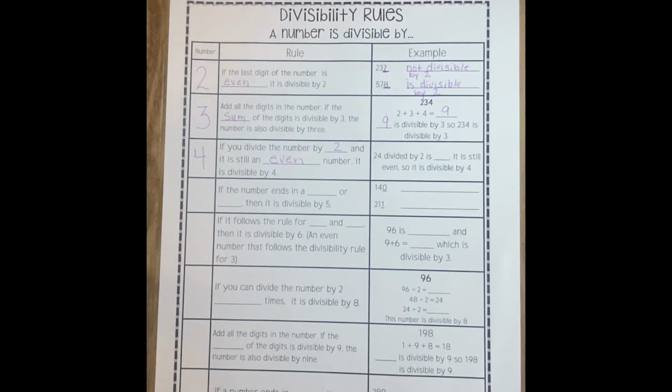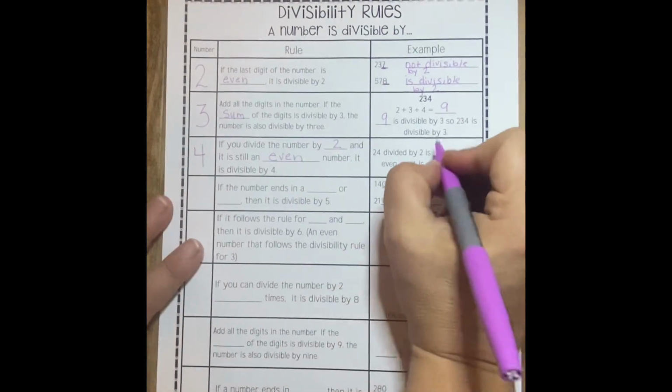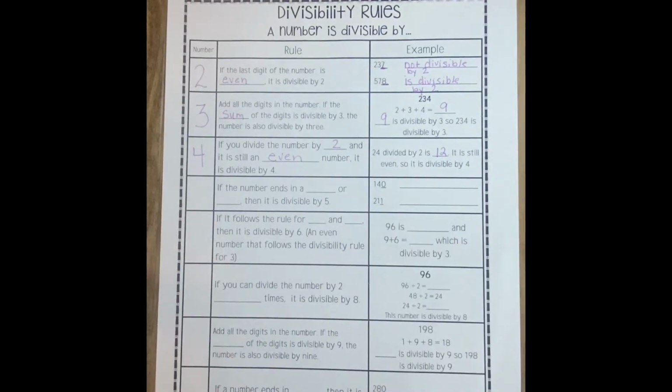So I'm going to use 24 as my example. 24 divided by 2 is 12. 12 is still an even number. So that means I can divide 24 by 4. And that works no matter how large the number is.